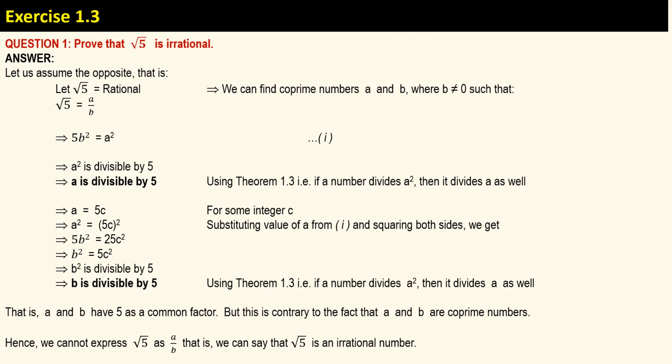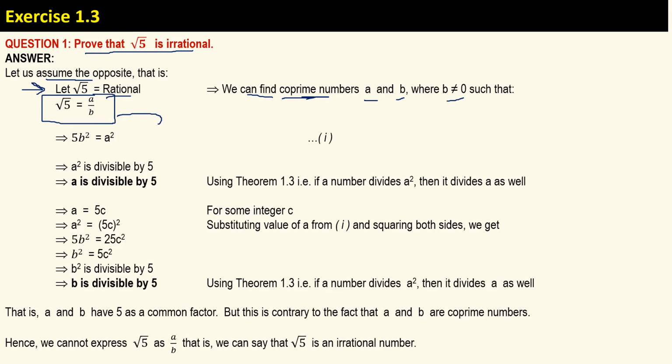Question number 1. Prove that square root of 5 is irrational. So let's start solving this problem by assuming the opposite. That is, let's say that the square root of 5 is a rational number. So if this is a rational number, then we can find two co-prime numbers a and b such that b is not equal to 0 and square root of 5 is equal to a divided by b.